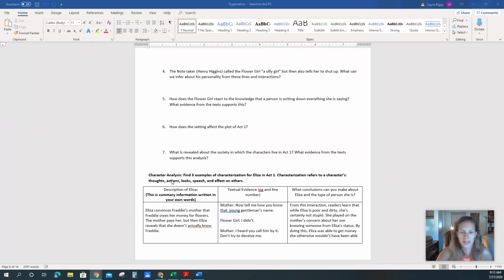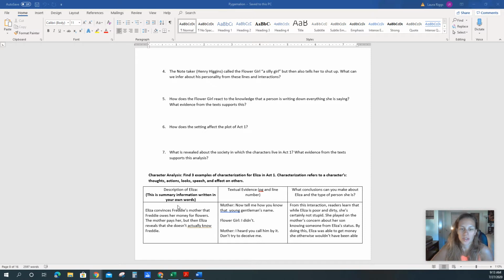So for your character analysis, obviously Eliza is going to be our main focus. She's the one who's undergoing this huge shift or change in her personality, in the way that she looks, in the way that she presents herself. So in Act 1, we know she is just this dirty, ill-spoken commoner from basically the slums of London. And so here I have this description of Eliza and what she does in the text.